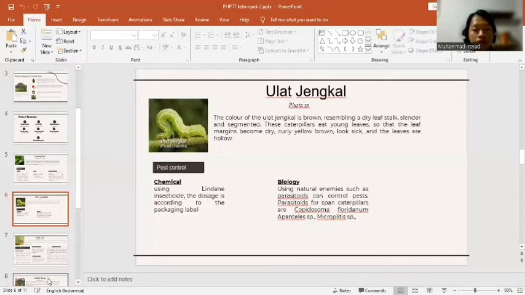Chemical. Using Lindane insecticide, the dosage is according to the packaging label. And then biology. Using natural enemies such as parasitoids can control pests. Parasitoids for the looper caterpillar are Copidosoma floridanum, Apanteles sp., Microplitis sp.